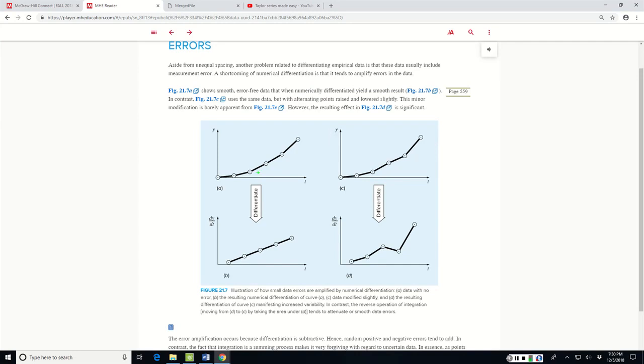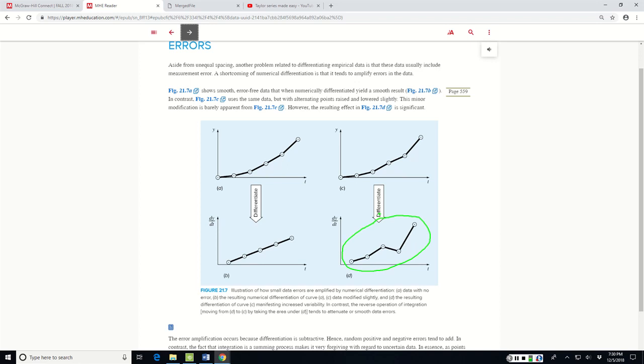So for example, here they show you some data, kind of looks like a parabola, right? So if you differentiate the data, you get a straight line. But if you have that data, it still looks like a parabola, right? If you fit something through it, it looks like a parabola. But now it's not as nice. It has some error in it. So it's a little bit variable. So if you differentiate this data now, it does not look like a straight line. It looks much different, right?